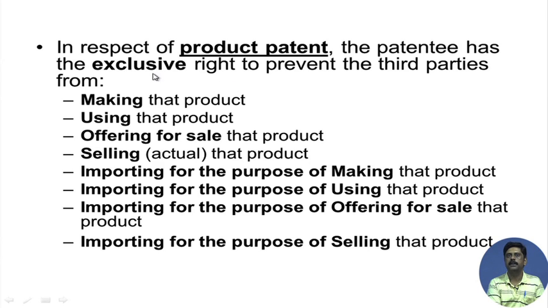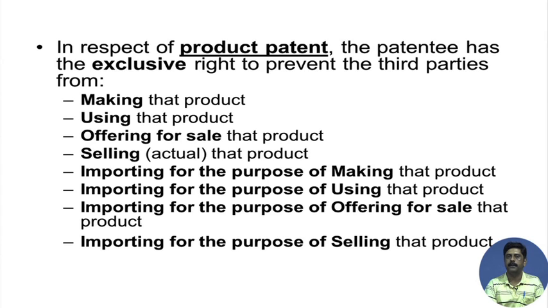Okay, so in respect of a product patent, the patentee, whose name is reflected in the register as the owner, has the exclusive right to prevent third parties from making that product, using that product, offering for sale that product, selling that product, and importing for the purpose of making, using, offering for sale, or selling that product.